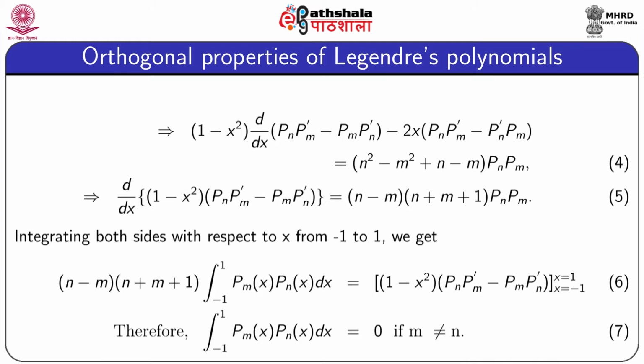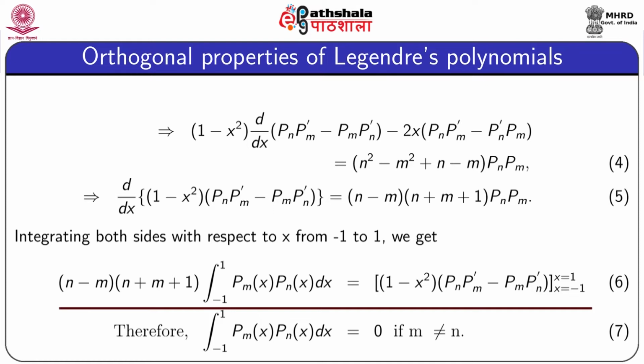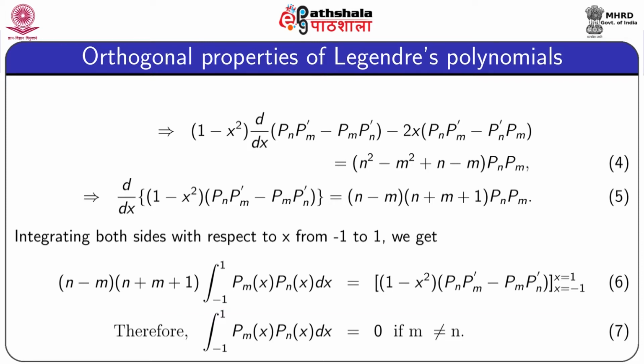We now integrate both sides with respect to x from -1 to +1, and we get (n - m)(n + m + 1) times the integration from -1 to +1 of Pm(x) Pn(x) dx is equal to (1 - x²)[Pn P'm - Pm P'n], the values to be calculated from x equal to -1 to x equal to +1. Since n is not equal to m, we will have this integration equal to 0, and hence this is the proof for case 1 when n is not equal to m.